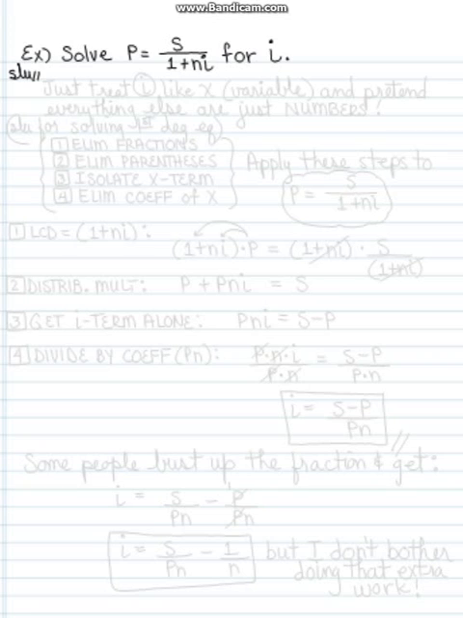In this problem, we're asked to solve an equation for one of its variables. The equation is P equals S over 1 plus N times I, and we're asked to solve this equation for I.